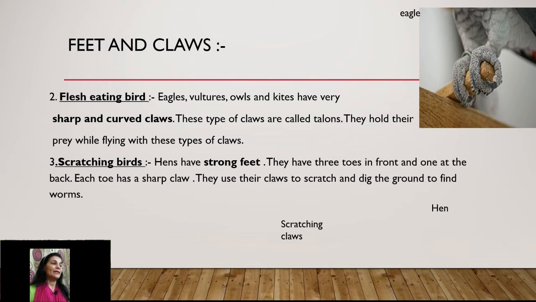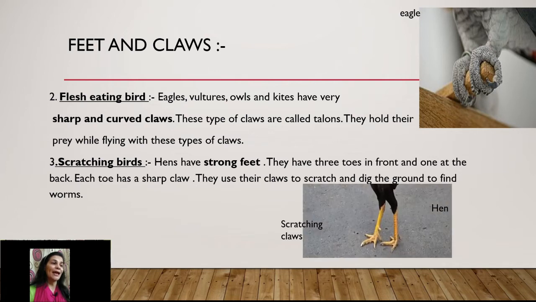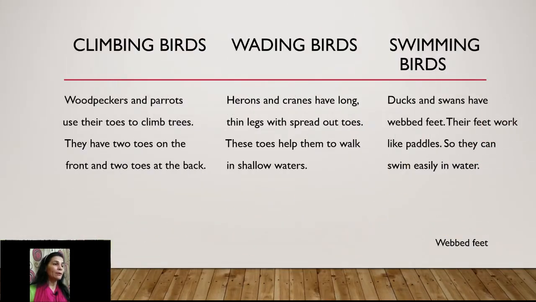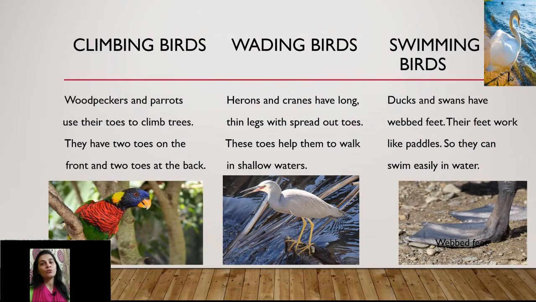Okay. Next one, scratching bird. Hens have strong feet. They have 3 toes in front and 1 at the back side. Each toe has a sharp claw and they use their claw to scratch and dig the ground to find the worms. Okay, so we can say that hen is a scratching bird. Next one, climbing bird, wading bird and swimming bird. We will read one by one.